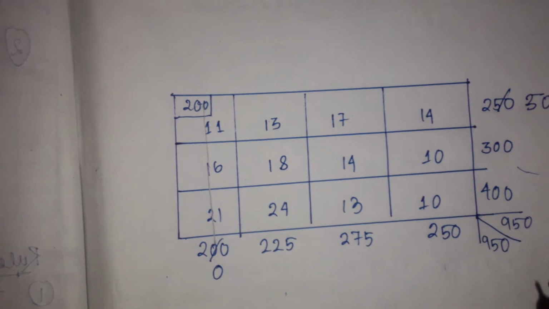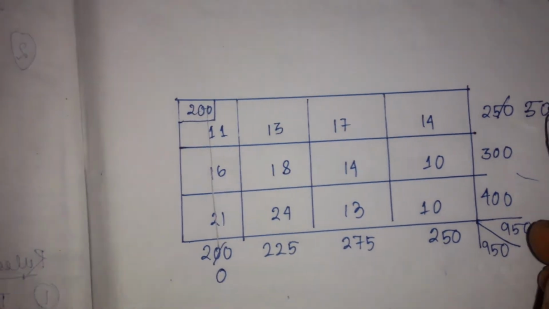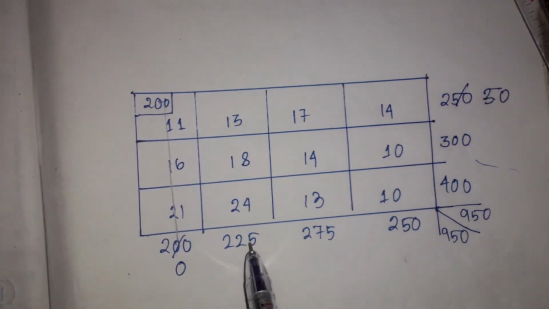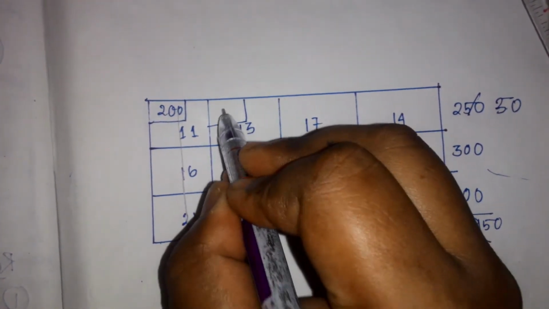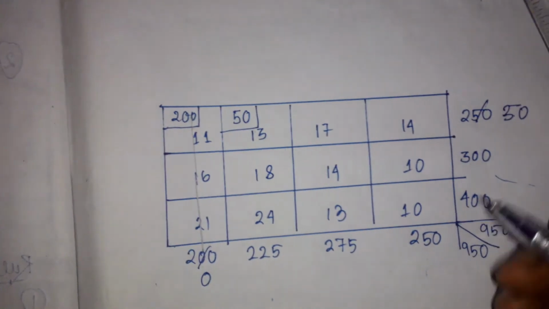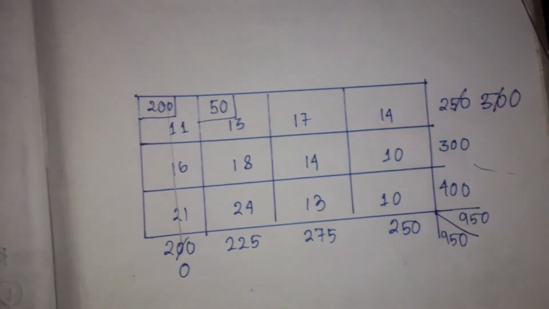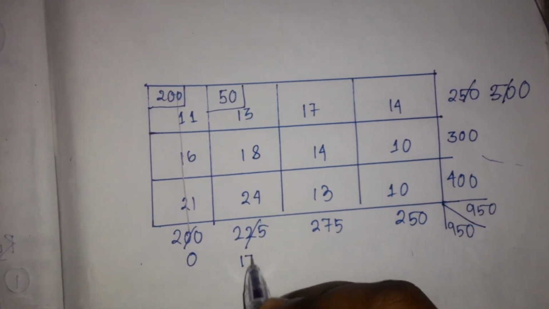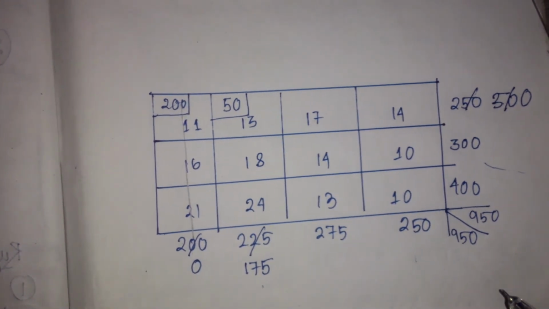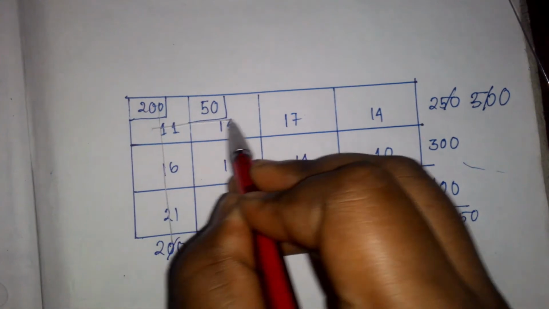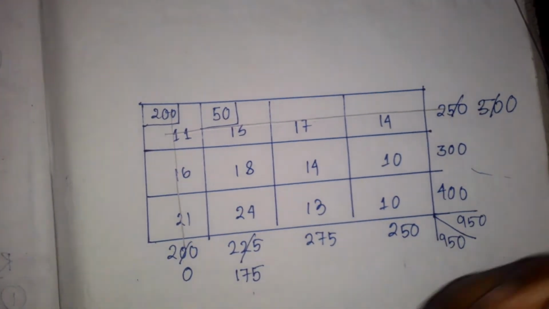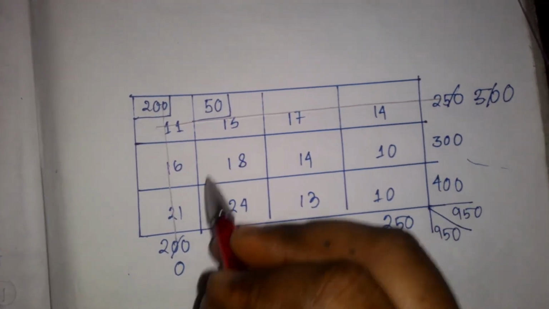Now again we start. Here the supply value is 50 and the demand value is 225. The lesser value is 50, so the cost will be marked with the supply value. The supply value is 0 and the demand value is 175. Now the supply value is 0, so it will be terminated from the matrix. The remaining matrix is this.